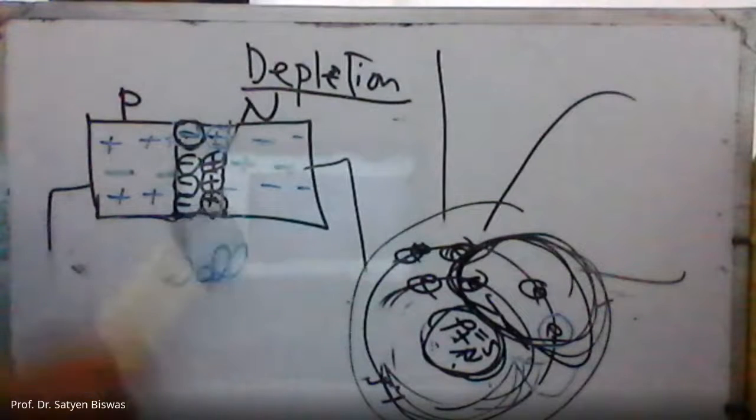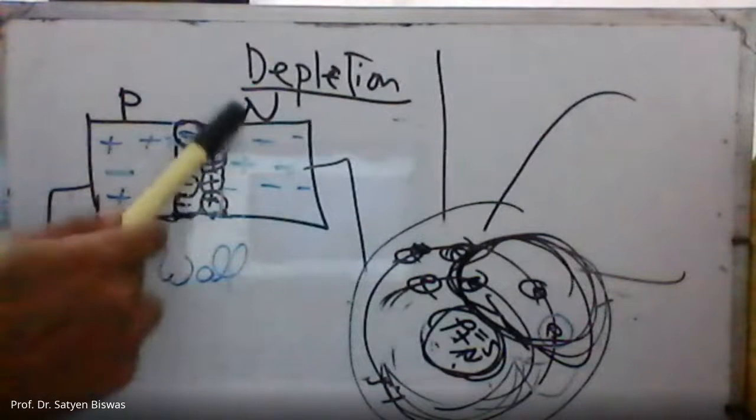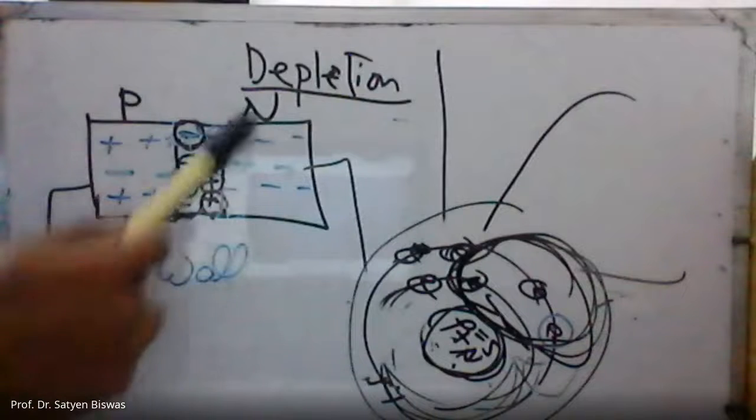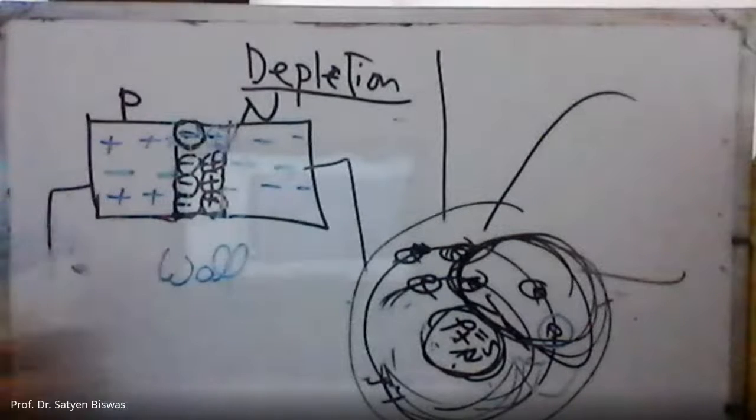I'm showing only one layer, but there will be more layers, right? Of course. And there will be, sir, multiple. But if we provide a voltage, then it will move, diode. Yes, exactly. So initially it will look like that.